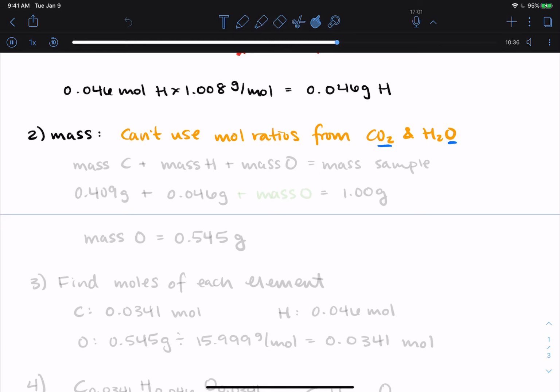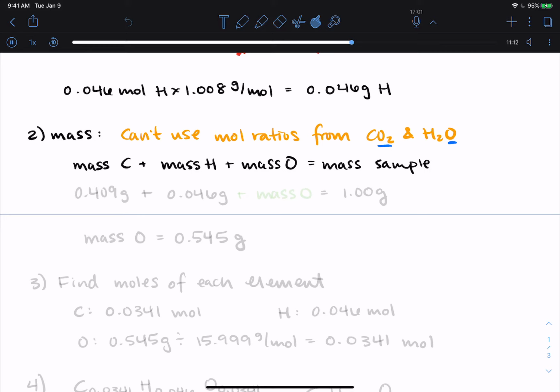The one thing we do know is that our entire sample is made up of carbon, hydrogen, and oxygen. So if I subtract the masses of carbon and hydrogen, everything else has to be oxygen. So this is why we do mass of carbon plus mass of hydrogen plus mass of oxygen equals the mass of the sample, and also why you need to know the mass of the sample in this case.